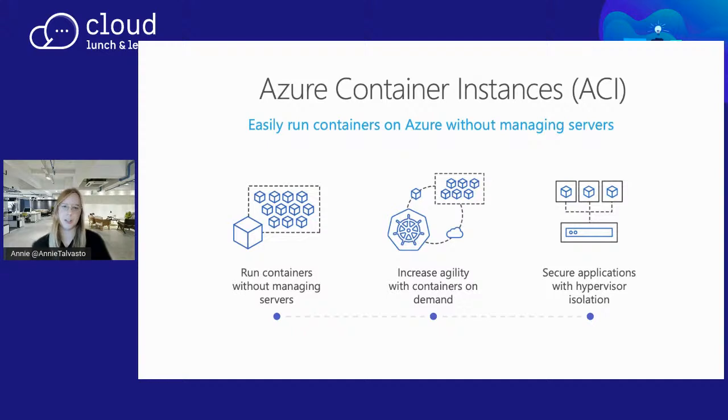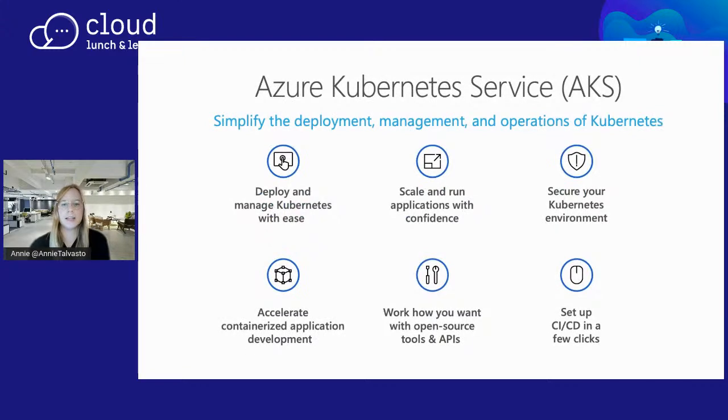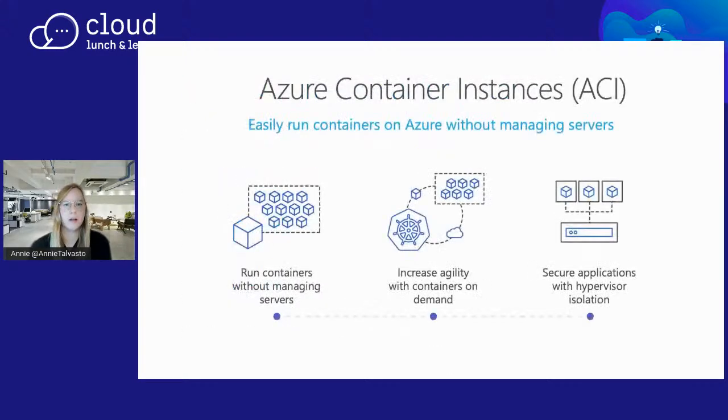The other one, as mentioned before, is Azure Container Instances, ACI, which lets you easily run containers on Azure without managing the servers yourself. You can run containers without managing servers, increase agility with containers on demand, and secure applications with hypervisor isolation. You can tell from the feature list that this is a great service, but quite a lot simpler. If you're just looking for something super simple, it works and it's nice. But if you want to continue adding on, expanding, and leveraging the larger community around these things, AKS provides working with open source tooling, so you can add on more as well. That's really great.